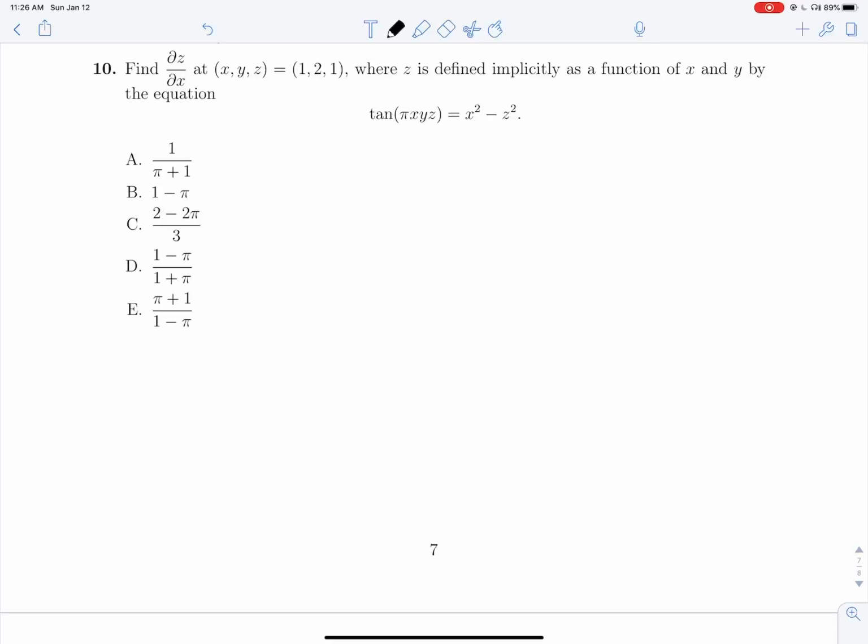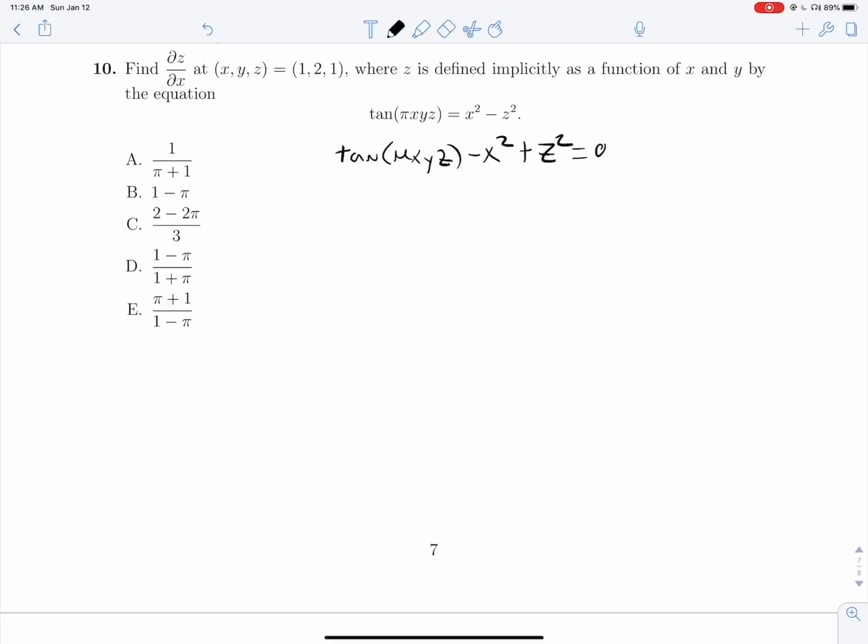Okay, question 10. We're looking for partial z, partial x at (1, 2, 1), where z is implicitly defined as a function of x and y by this whole thing right here. So first off, let's put this in a form where it's all on one side. We're going to have the tangent of pi xyz minus x squared plus z squared is equal to 0.